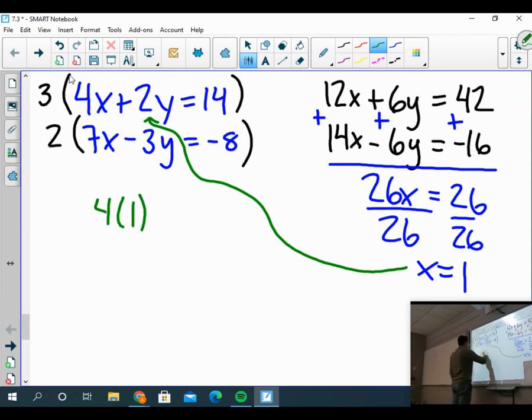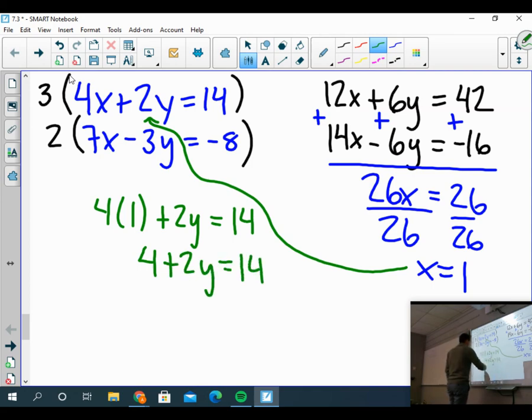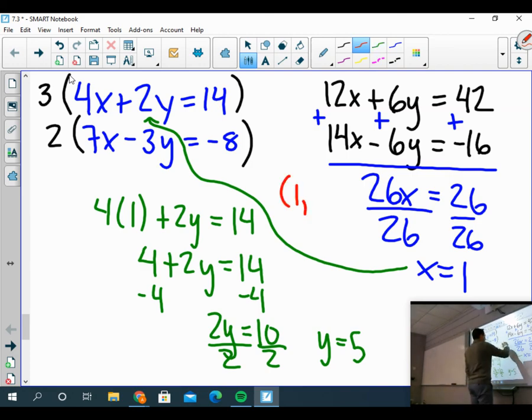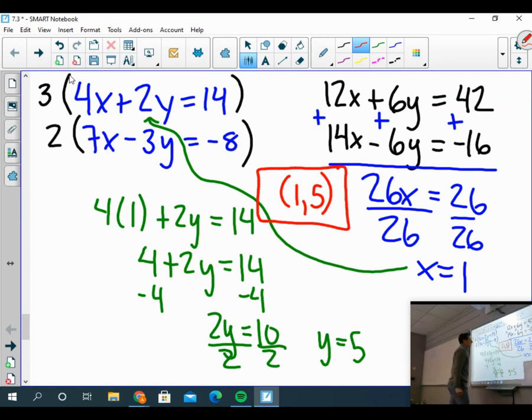I have 4 times 1 plus 2y equals 14, which simplifies down to 4 plus 2y equals 14. I minus the 4 from both sides, and I get 2y equals 10. Divide both sides by 2, and I get y equals 5. And again, when we interpret that, I'll write it in red. This means that these two lines, the two original equations, which both produce lines, will intersect at 1, 5.